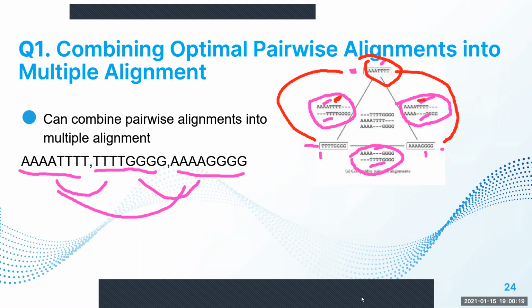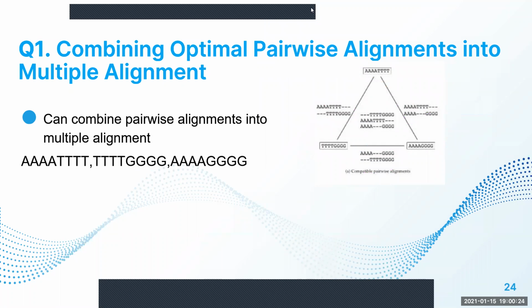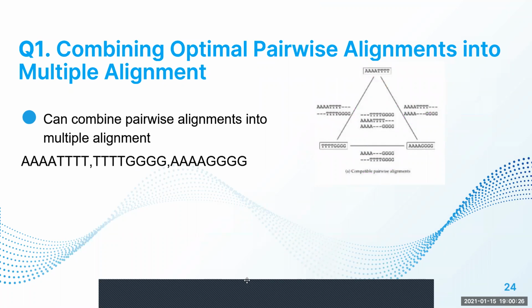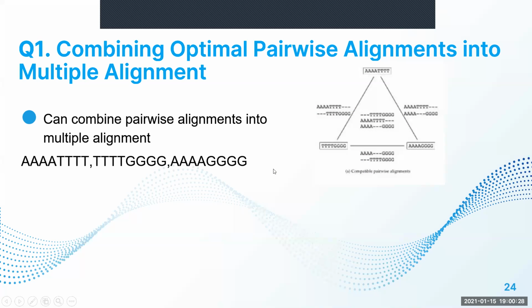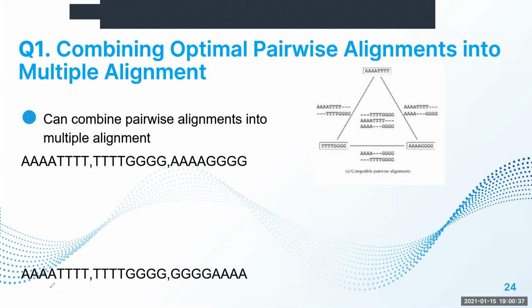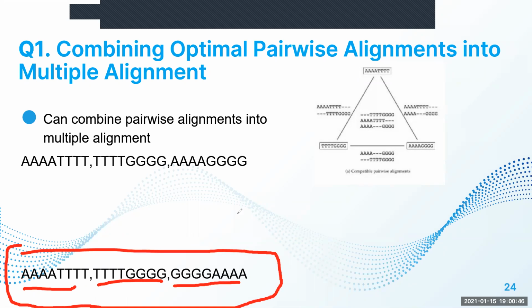As another question, I just want to give you a small activity. We have around 30 minutes to go. Try to do this one. You have 4 A's, 4 T's, 4 T's, 4 G's, and 4 G's and 4 A's. Try to align these three like this. You can align this one, this one, and this one.